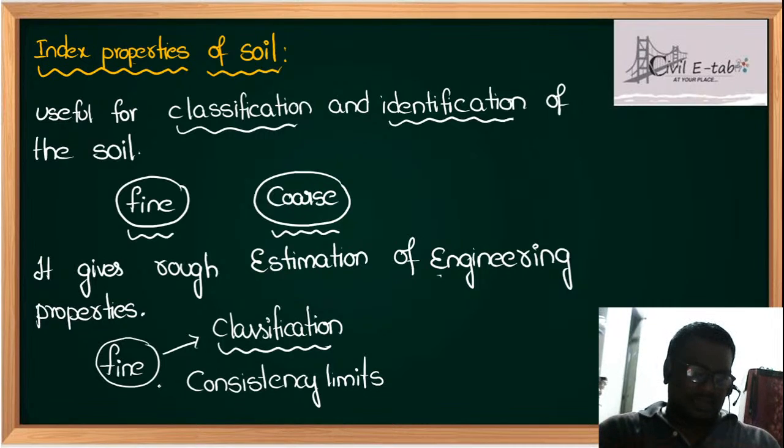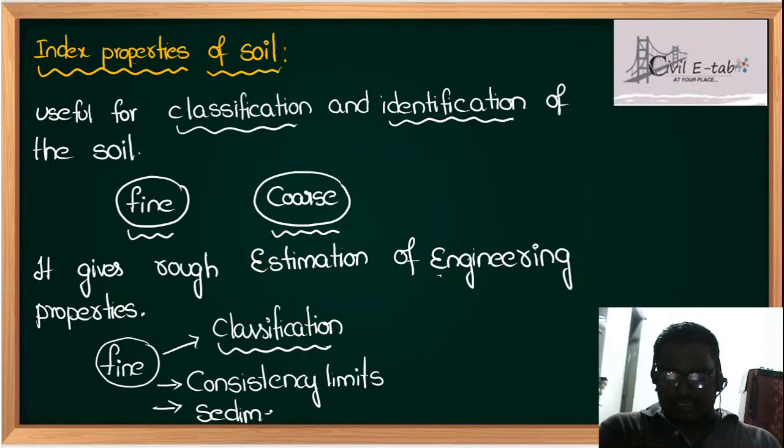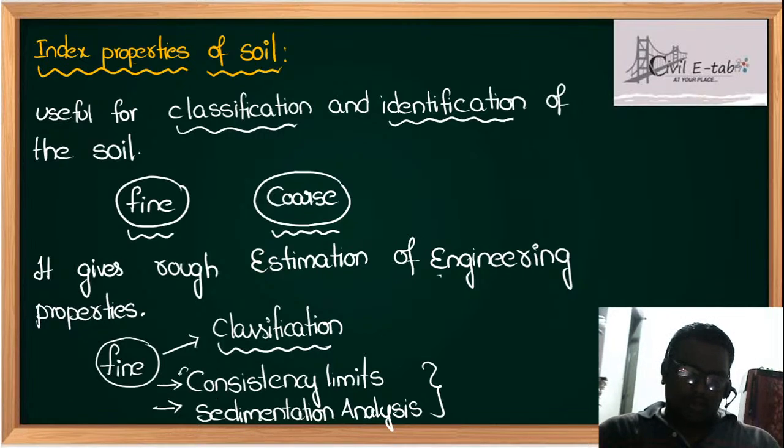One is consistency limits, and what is the other one we have? Can anyone tell me, students, in the comment section? No. Okay. One is consistency limits and the other one is sedimentation analysis. Remember, students, these are the two things which are very important for classification of fine grain. So you have to know about consistency limits, or Atterberg limits.